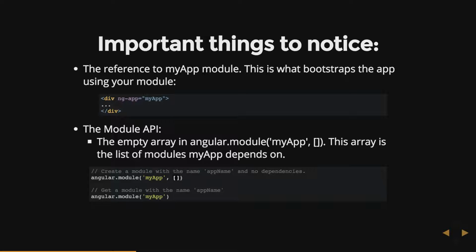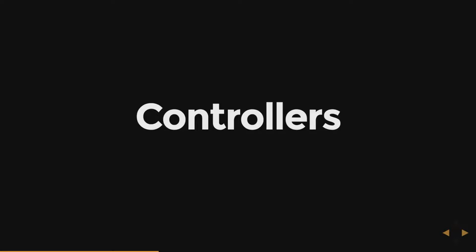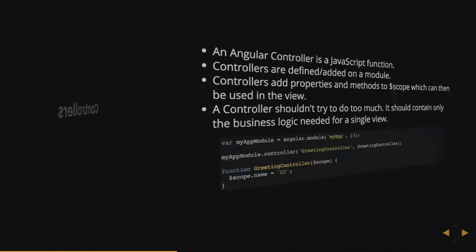But yeah, that's the main idea. And our basic apps right now don't have any dependencies, but that array is where you would put submodules or UI router or UI bootstrap or Angular moment or any other dependency you would put inside of that array. Alrighty, so that's modules. Let's talk about controllers.